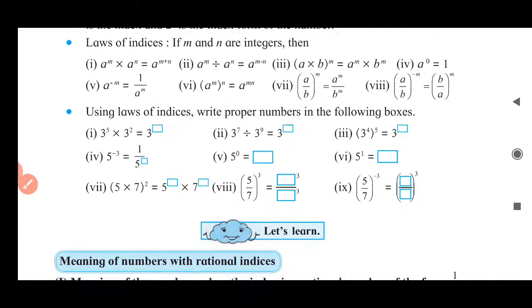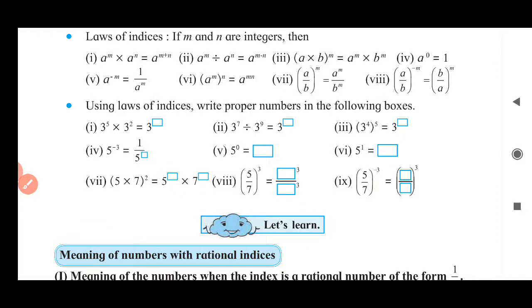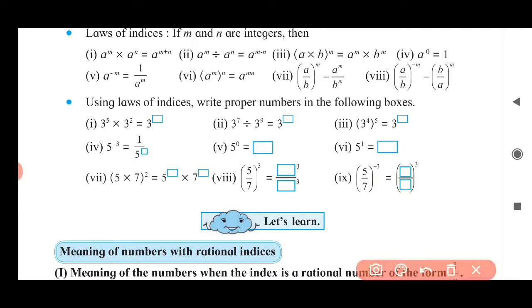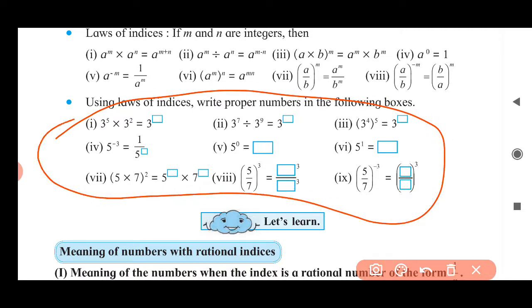and solve these examples, and send me these solved problems from your notebook. My personal WhatsApp number is given in the WhatsApp group. Okay.